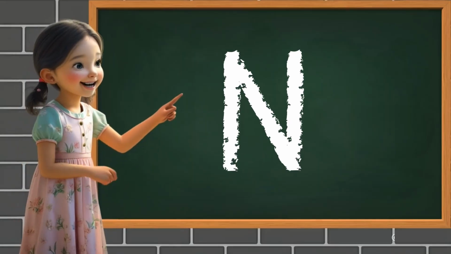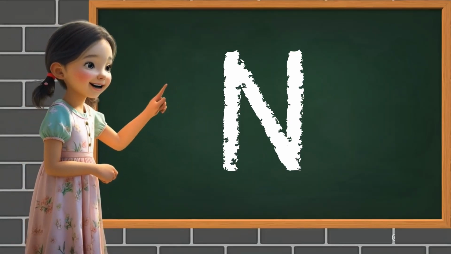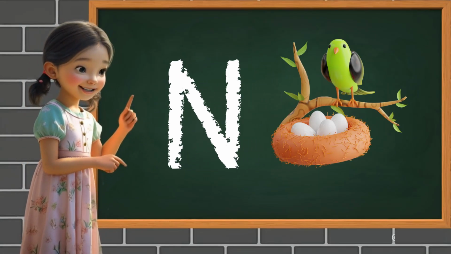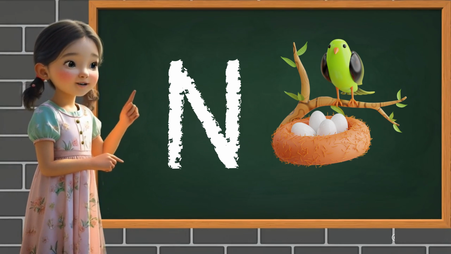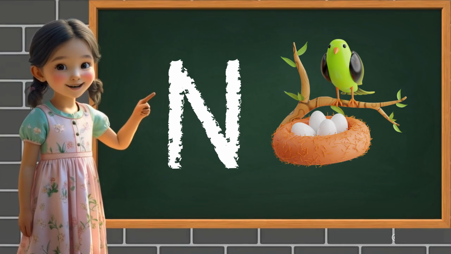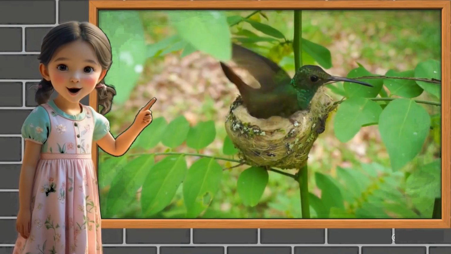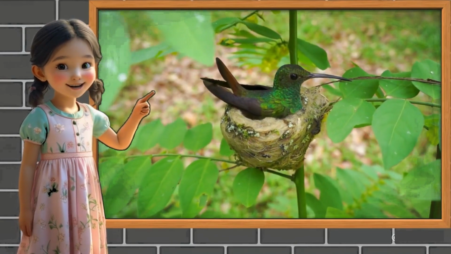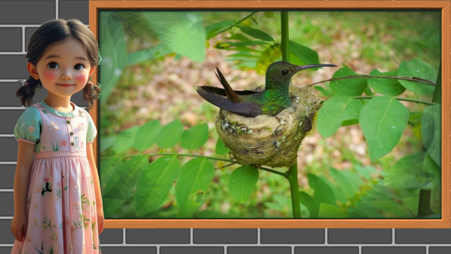The letter is N. You can say N. Now say N is for nest. N is for nest. Here you can see the bird sitting in its nest. This is a nest.